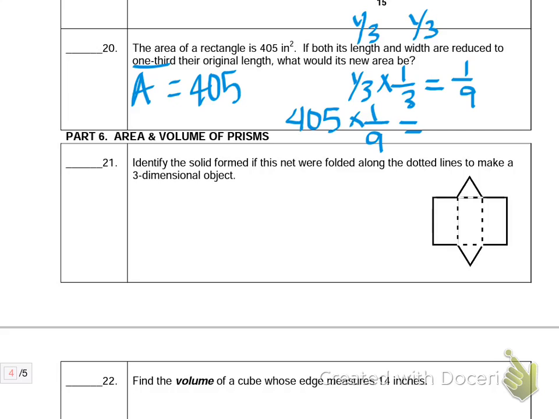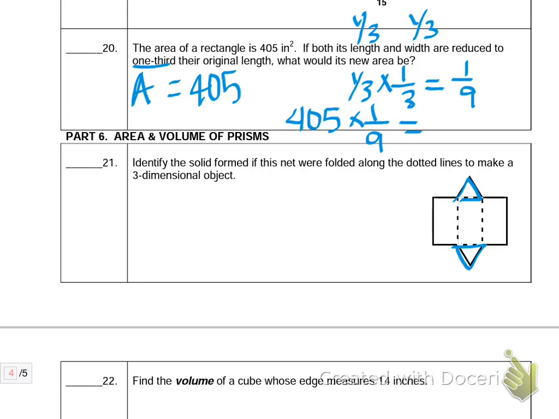Number 21, identify the solid formed if its net were folded along the dotted lines to make a three-dimensional object. Okay, so this one is a triangular prism, and a lot of people said it's a rectangular prism, but rectangular prisms only have rectangles. So if you see anything with a triangle in it, then most likely it's going to be either some kind of pyramid or it's going to be a triangle something else.